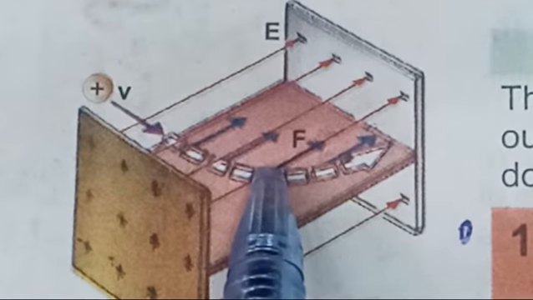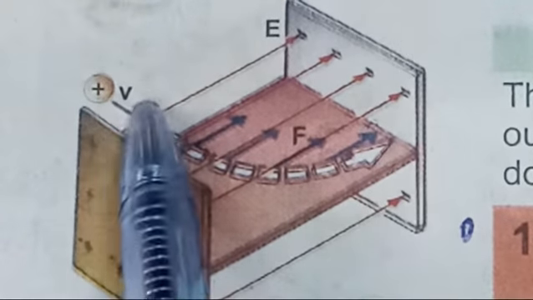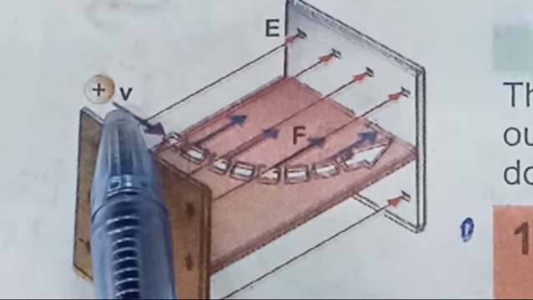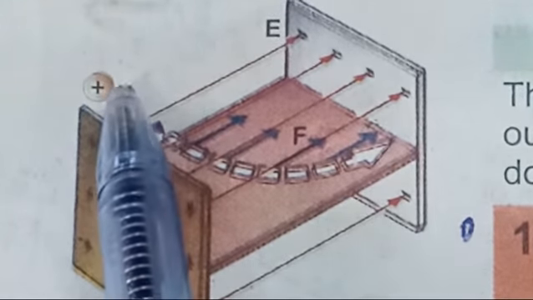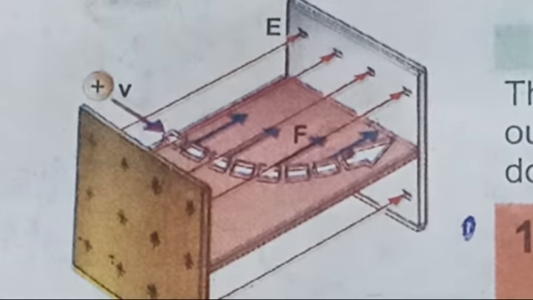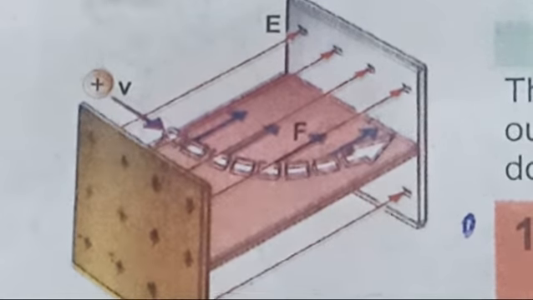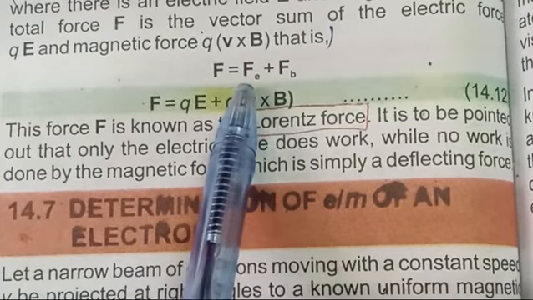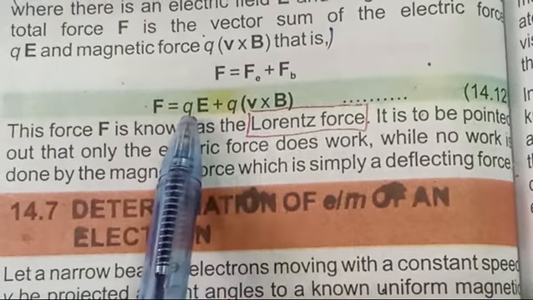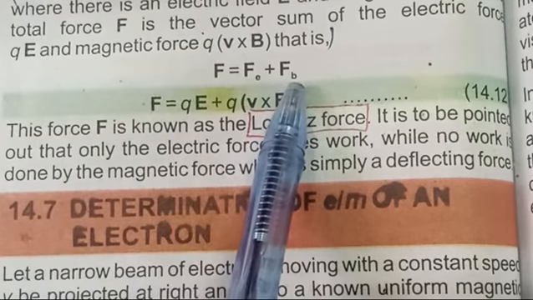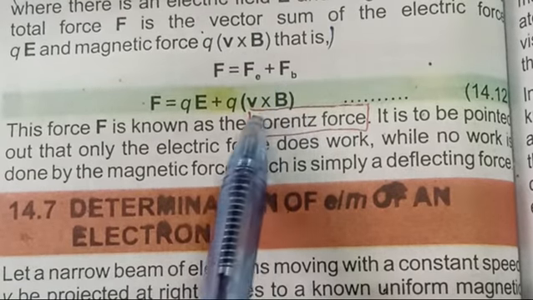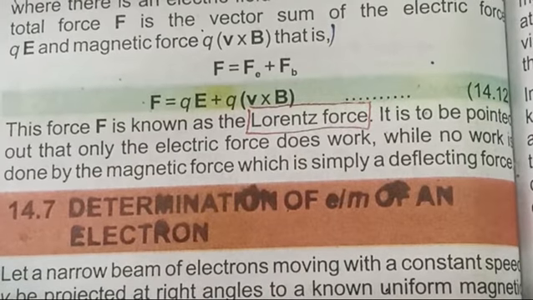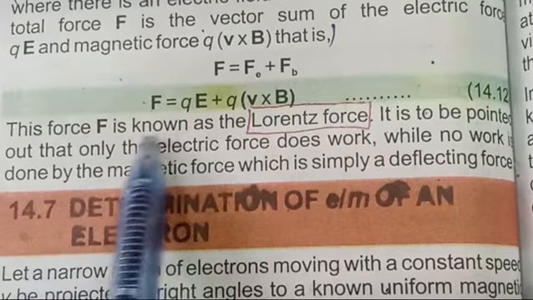So the total force experienced by a charged particle is the sum of Fe and Fb. Fe is electric force and Fb is magnetic force. This is known as Lorentz force. So the total force F is equal to Fe plus Fb. Electric force Fe has the value QE, and magnetic force Fb has the value QV cross B. V cross B deflects; it is a deflecting force. So this force F is known as Lorentz force.